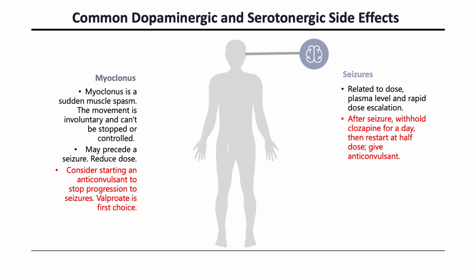After a seizure, withhold the clozapine for a day and then restart at half the dose, and as before with myoclonus, give an anticonvulsant such as valproate.